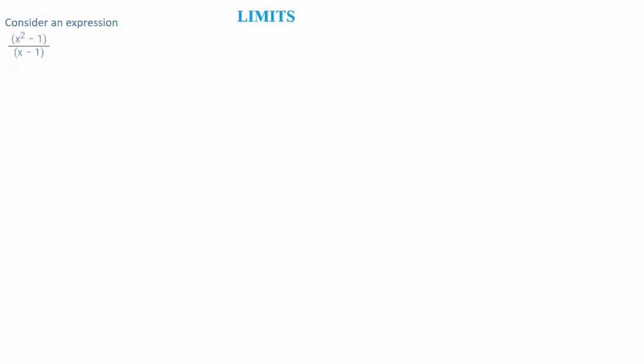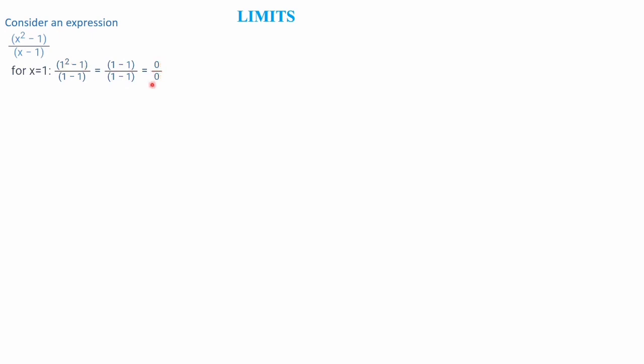Consider an expression x square minus 1 divided by x minus 1. Here, let's try to find out the value of the function x square minus 1 divided by x minus 1 when x is equal to 1. Means we have to replace this x and substitute its value, that is 1 given to us. So 1 square minus 1 divided by 1 minus 1. What we have done is, instead of x we have substituted 1. So 1 square is 1, 1 minus 1 divided by 1 minus 1, that is equal to 0 by 0.